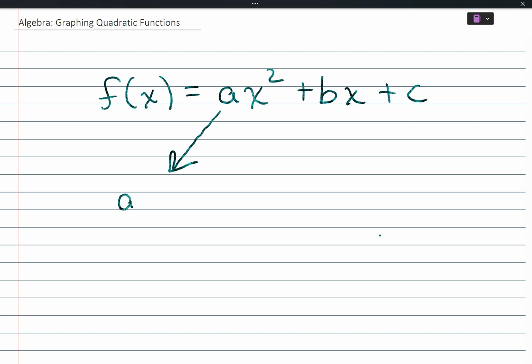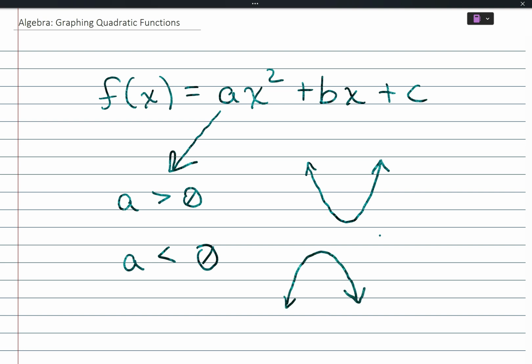So if that a value is greater than 0, then that means our entire shape, which is the parabola, will be concave up. If the a value is less than 0, meaning if it's negative, then our parabola will be concave down. So if the a is positive, it's opening upward, concave up. And if it's negative, it's opening downward, it's concave down.